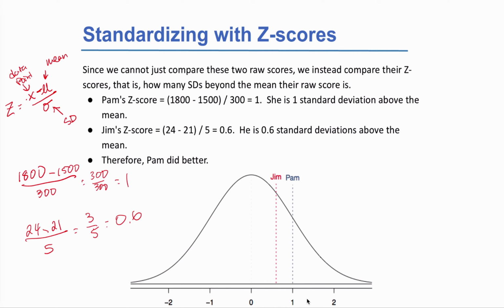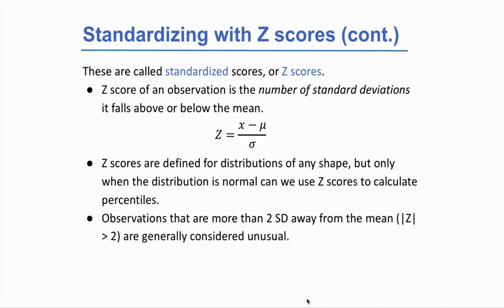Pam is 1 standard deviation above the mean. Pam did better. She's farther from the mean. When we standardize these by putting them on the same scale, Pam did better. So, z-score is the number of standard deviations a number falls above or below the mean.